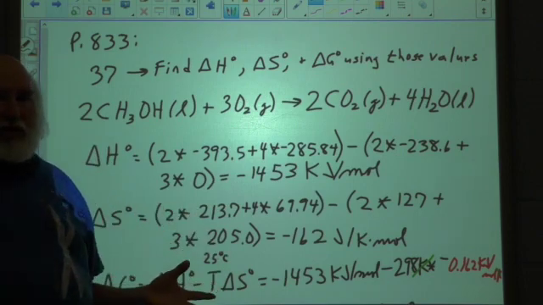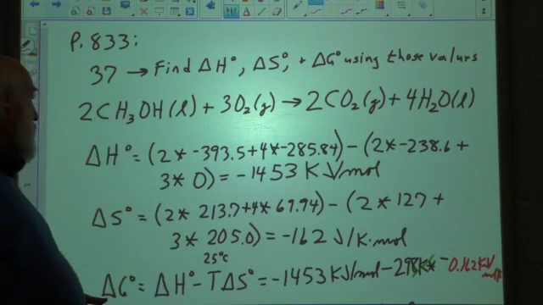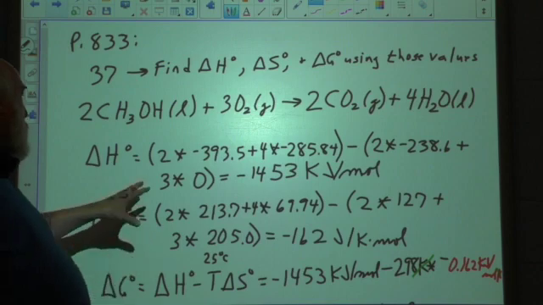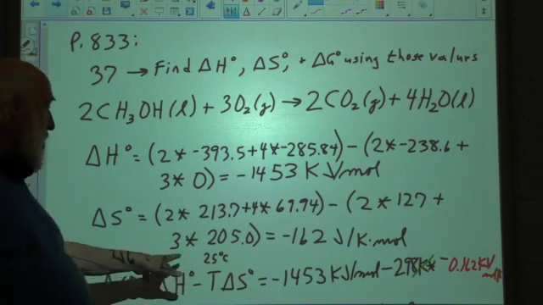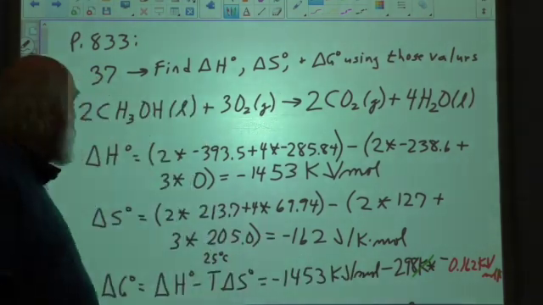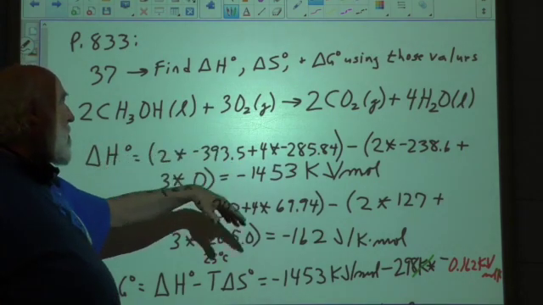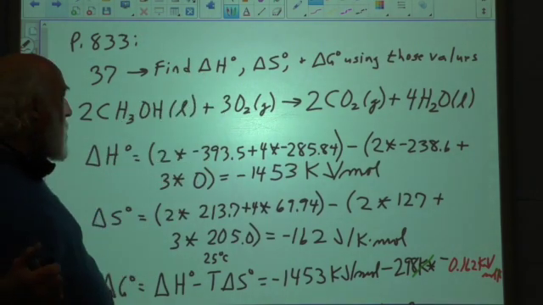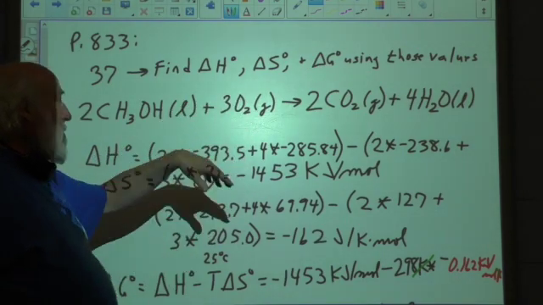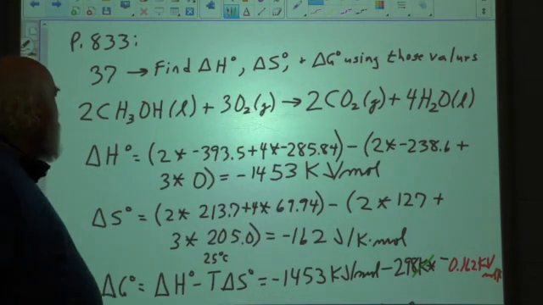This can be a bit tedious, especially this problem right here, because in this particular problem we're using delta H and delta S and the temperature of 25 degrees Celsius, standard temperature, which has, of course, been changed to 298 K. But let's take a look at problem number 37. And they give us this equation right here. They want us to find the delta H values in that back area, the appendix, and delta S, and then from that use those values and the temperature to get delta G standard.